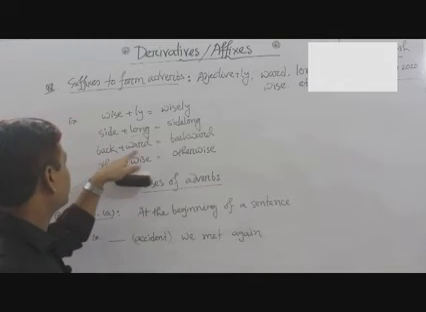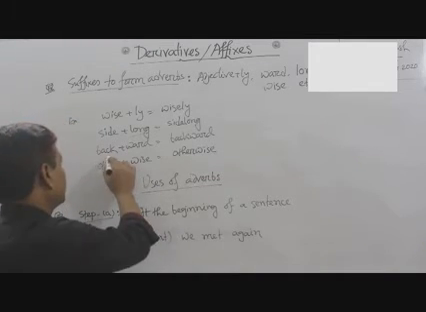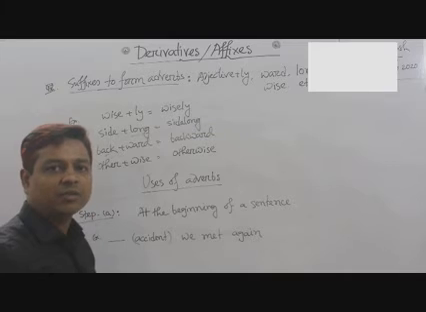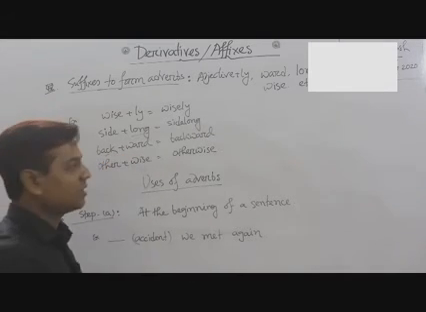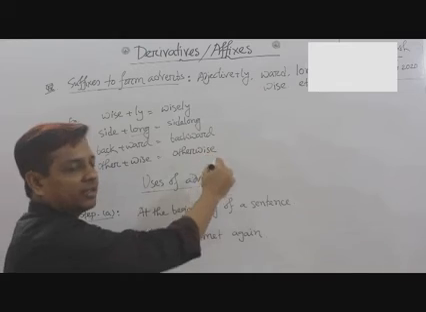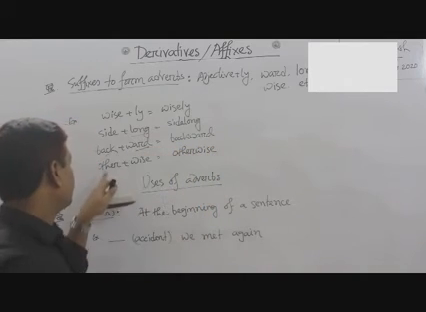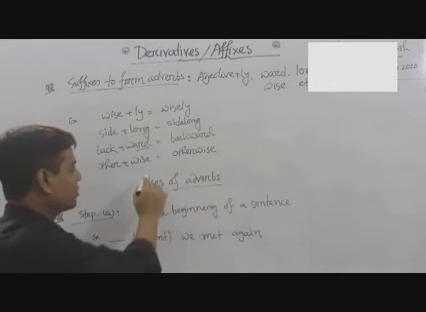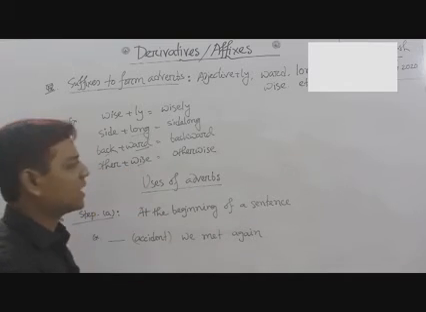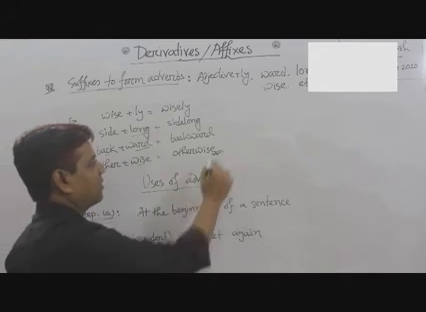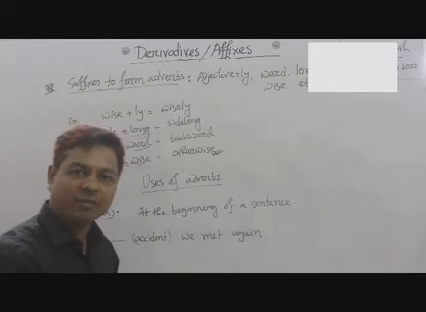Then again, back plus word. Back we know is used as a noun and adjective also. If we use back plus word, backward, it turns into an adverb. And again, other plus wise. If we use the suffix wise with other, otherwise turns into an adverb. In this way, adverbs are formed.